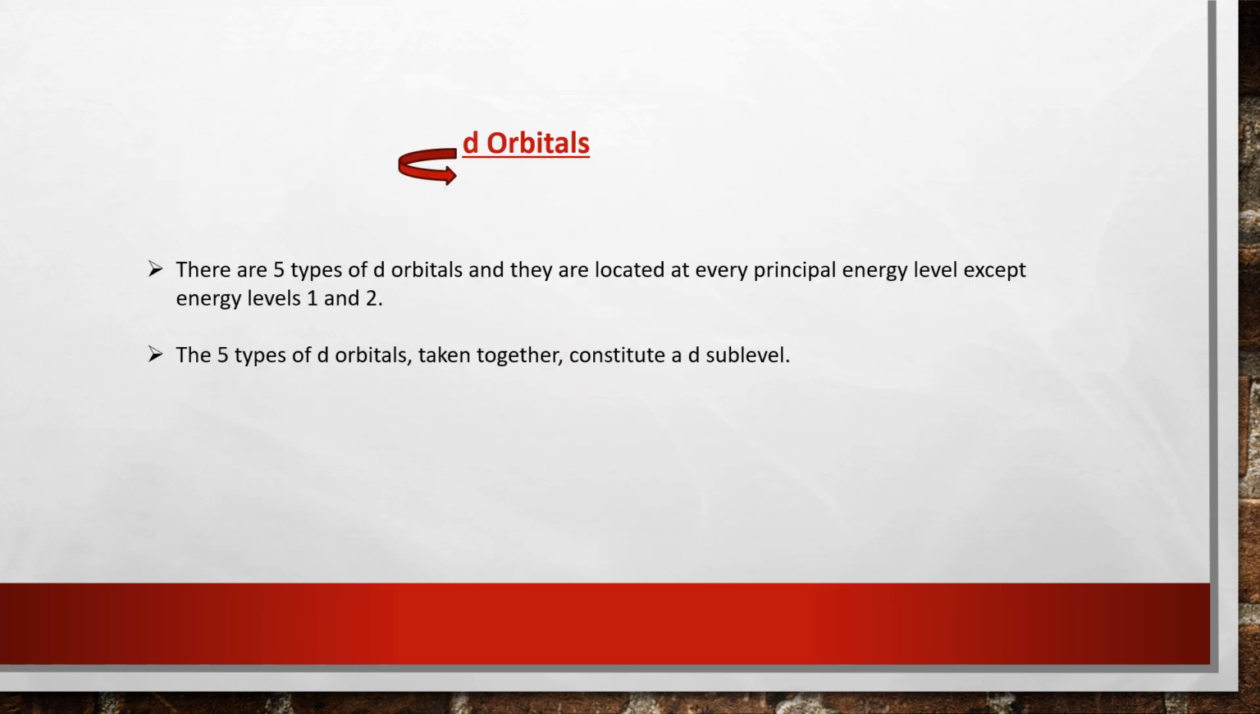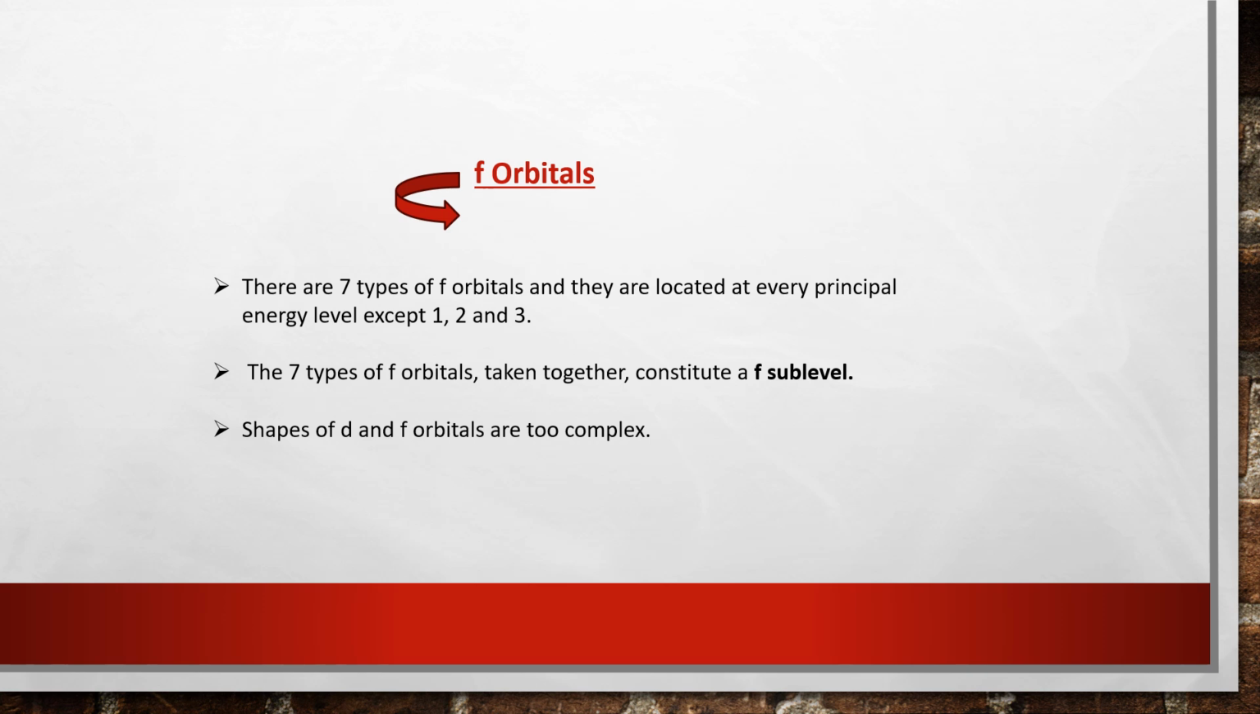d orbitals. There are 5 types of d orbitals and they are located at every principal energy level except energy levels 1 and 2. The 5 types of d orbitals taken together constitute a d sublevel. f orbitals. There are 7 types of f orbitals and they are located at every principal energy level except 1, 2 and 3. The 7 types of f orbitals taken together constitute an f sublevel. Shapes of d and f orbitals are too complex.